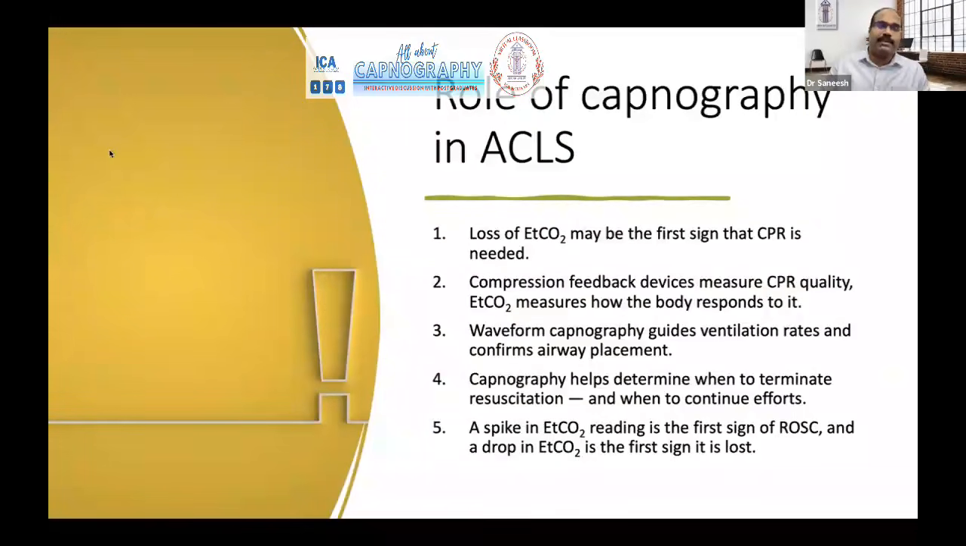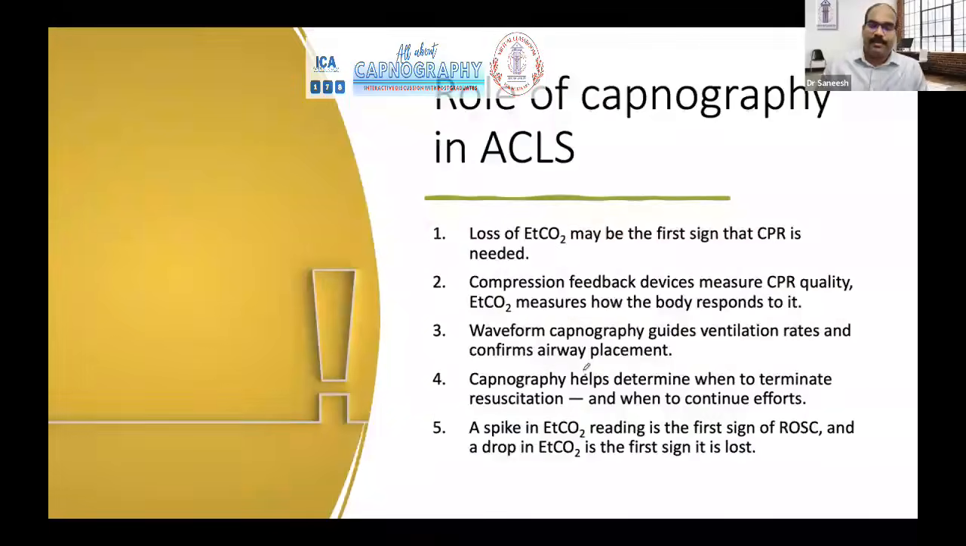I'll quickly go through that. I think we'll come to this point a little later as well. Loss of ETCO2 may be the first sign that CPR is needed or the patient is going into cardiac arrest. The compression feedback devices measure CPR quality. ETCO2 measures how the body responds to it. Waveform capnography guides ventilation rates and confirms advanced airway placement. Capnography helps to determine when to terminate resuscitation or when to continue the effort. A spike in ETCO2, as Dr. Deepak has mentioned, is the first sign of return of spontaneous circulation, and a drop in ETCO2 may be the first sign that it is lost.